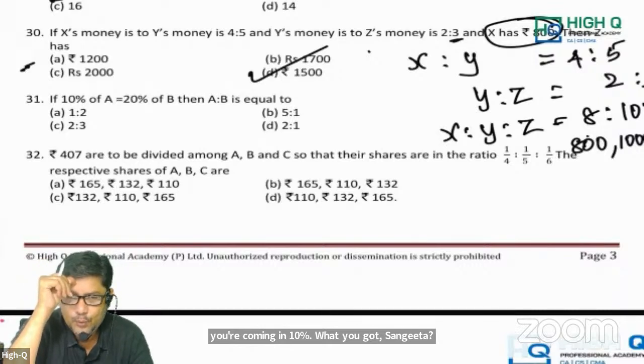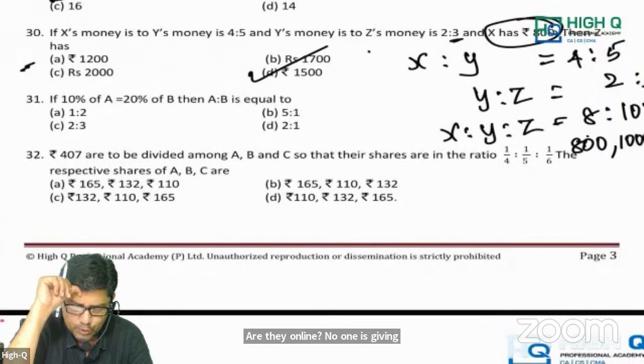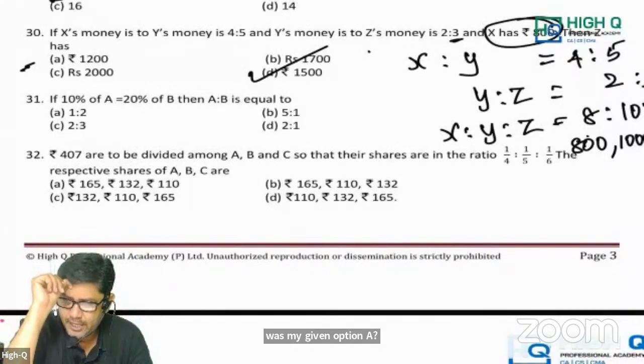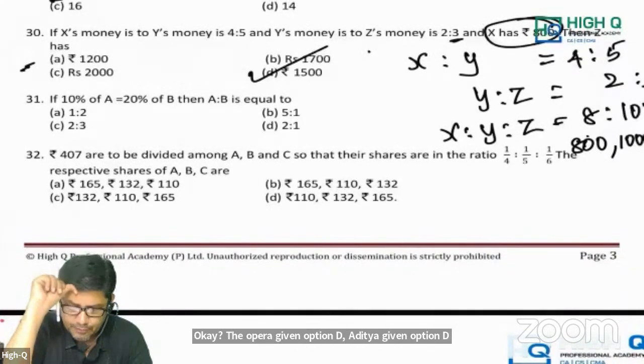Arey, online no one is giving the answer. I'm getting bored. Uzma gave option A. Okay. Devapriya gave option D. Aditya gave option D. Which sum did you say? I think the 30 sum you gave. Sindhu gave option A. Devapriya gave option A. Okay.